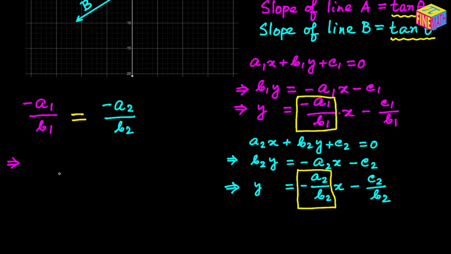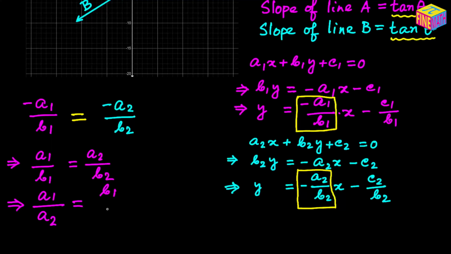Well, from here it's pretty easy. Now we are going to multiply both sides by negative 1, so it will become a sub 1 divided by b sub 1 is equal to a sub 2 divided by b sub 2. And from here, if we bring a sub 2 to the left hand side by transposition, it would become a sub 1 divided by a sub 2. A sub 2 will come to the denominator, and then let's bring b sub 1 onto the right hand side. So b sub 1 goes to the numerator and b sub 2 stays in the denominator.